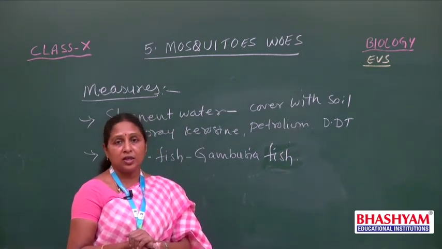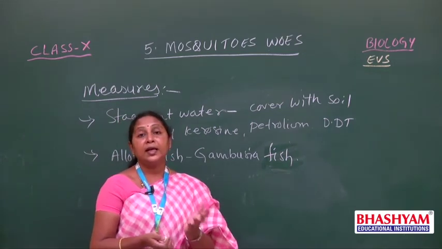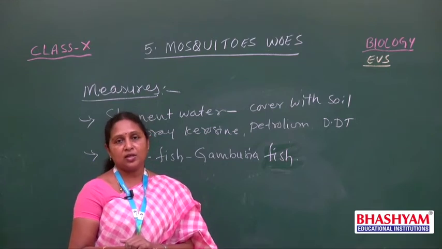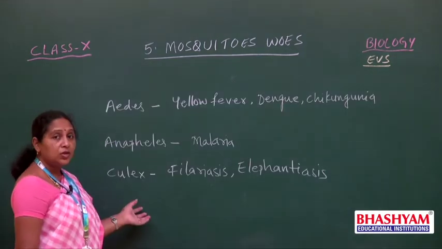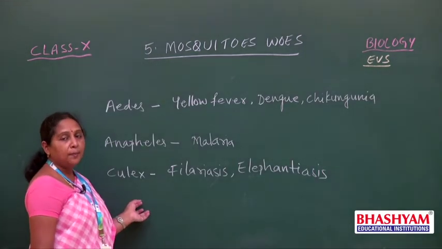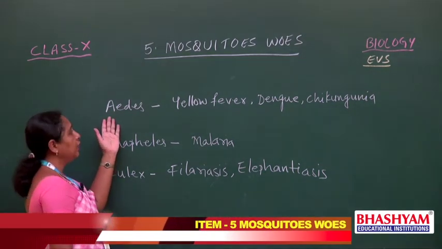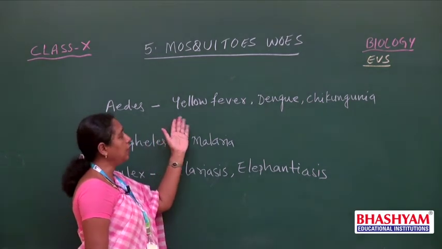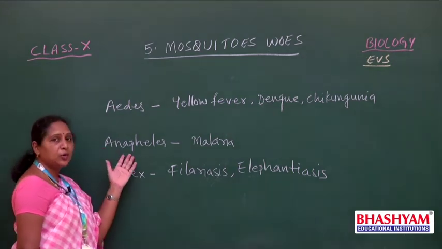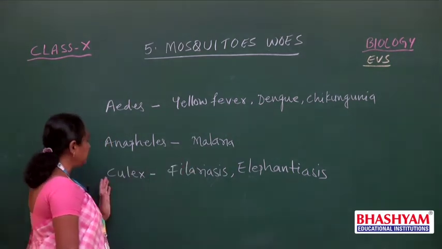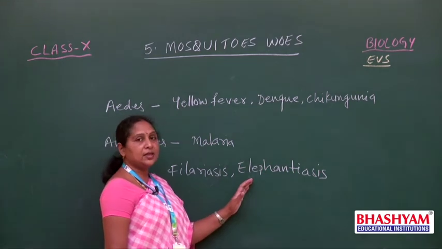Out of these mosquitoes, female mosquitoes in particular, there is the Culex mosquito, the Aedes mosquito, and the Anopheles mosquito. From these, a number of diseases are spread in our body. As I said, different species of mosquitoes spread different diseases. The female Aedes mosquito is responsible for spreading yellow fever, dengue fever and chikungunya. The female Anopheles mosquito is responsible for malaria fever. At the same time, the female Culex mosquito is responsible for filariasis and elephantiasis.